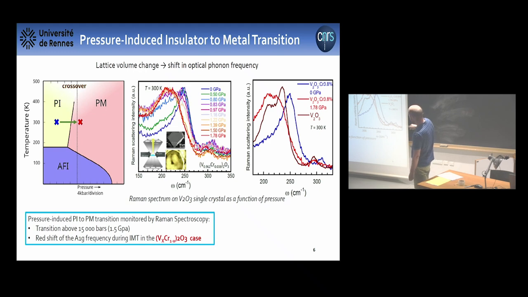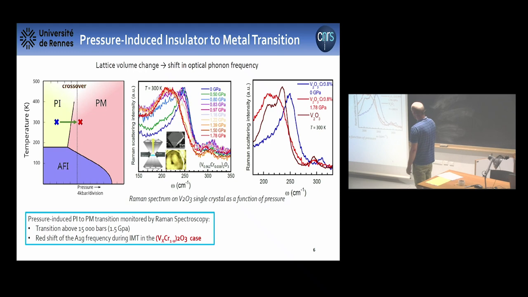Let me guide you through this. In deep blue, this is the ambient pressure one, with a frequency of 2050 wavenumbers for the A1g1. As you apply pressure, you see this kind of red shift, and you end up with roughly 2030 wavenumbers for the A1g mode at 1.7 gigapascals. This one in blue is the chromium-doped, paramagnetic insulating. In brown, this is the pure V2O3, which is metallic.